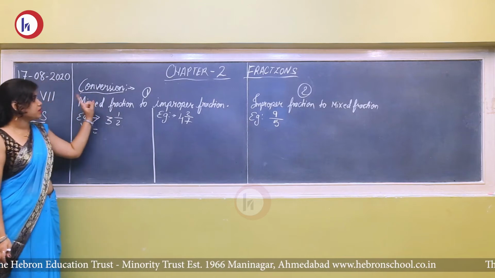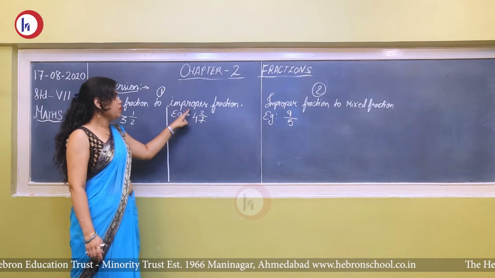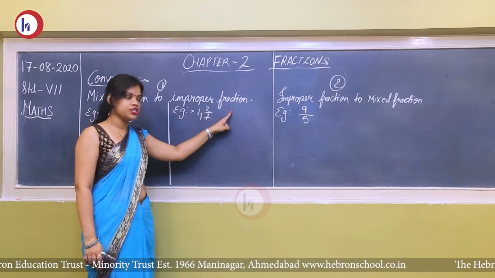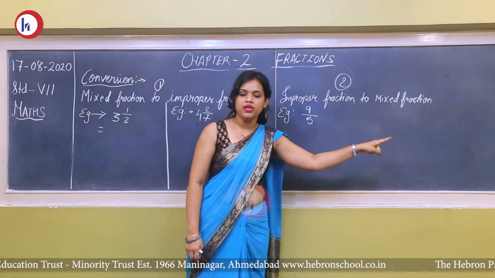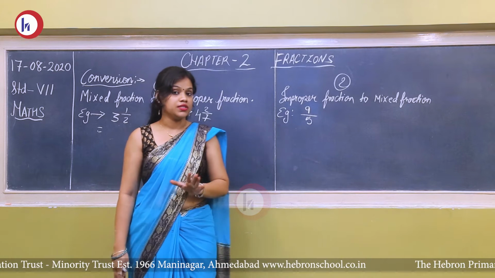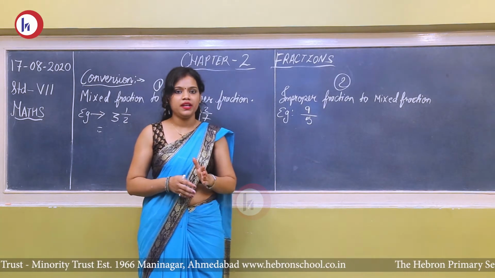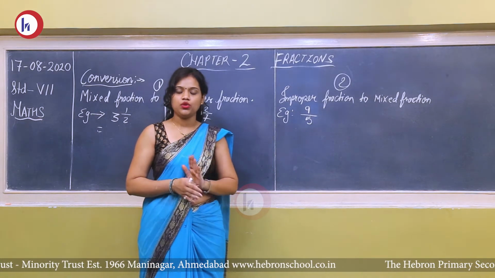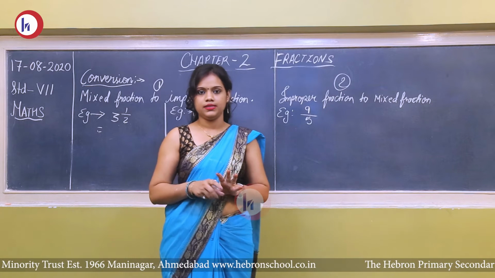Let's see how the conversions are done. That means how we convert from mixed fraction into improper fraction, and from improper fraction into mixed fraction. For proper fraction, you can't do any conversion as the numerator is smaller than the denominator, so it cannot be divided any further. So that is the last part. So if a proper fraction comes as an answer, you leave it as it is.